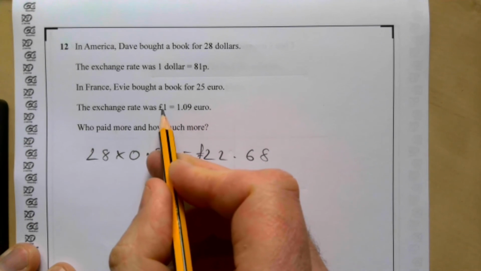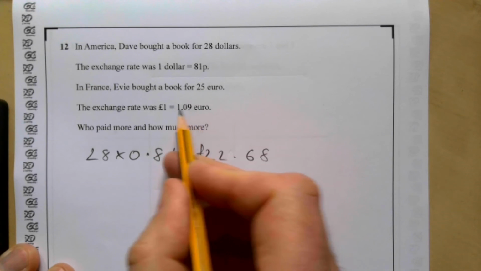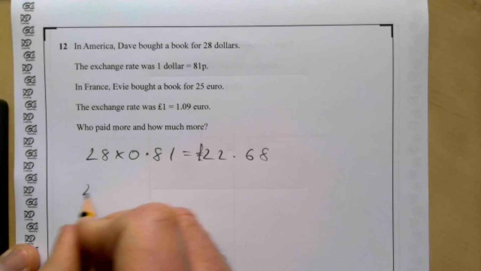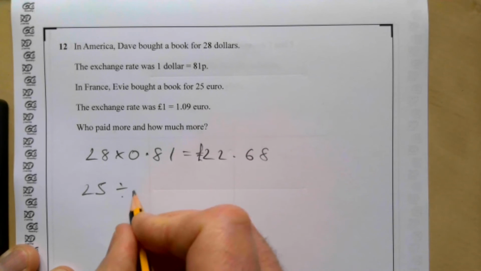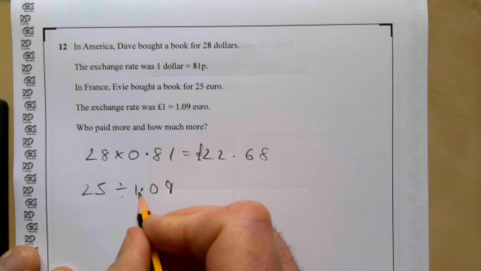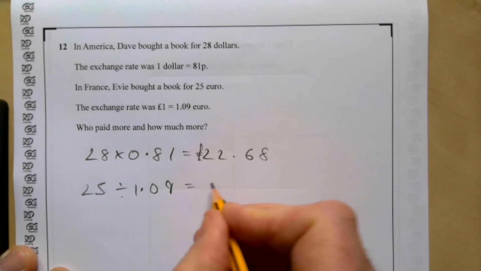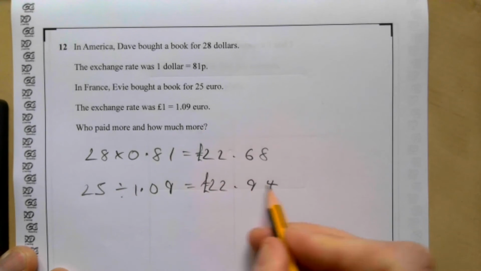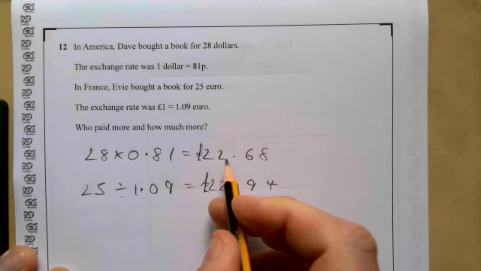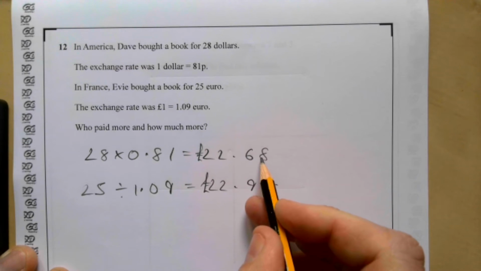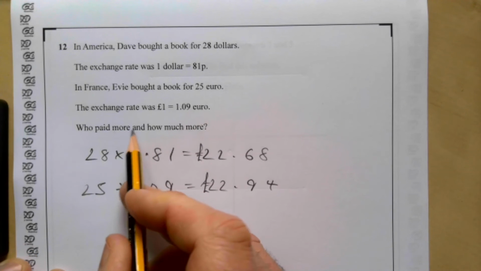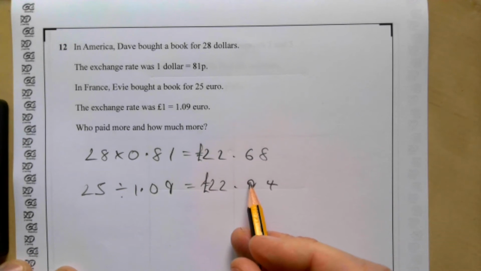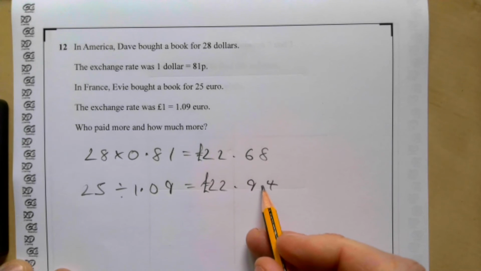For here, the exchange rate is £1 is 1.09, so this is now given the other way around. We need to be really careful here. So it's going to be 25 divided by 1.09, and that gives us £22.94. So Evie paid £22.94 and Dave paid £22.68. Who paid more and how much more? So it was Evie, and by 26p.